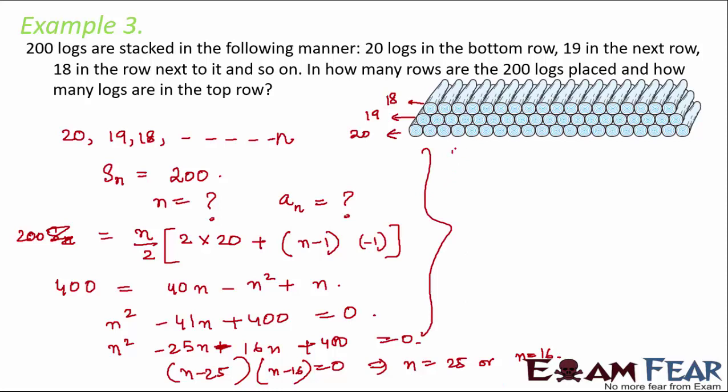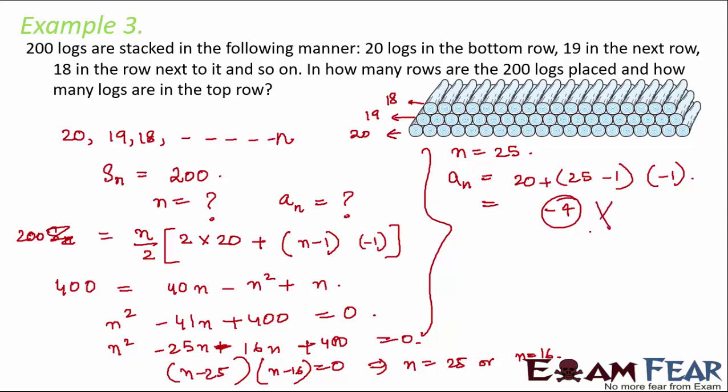If n is equal to 25, in that case, an will be equal to a plus n minus 1 into d, where d is minus 1. So when you calculate this value, you get an is equal to minus 4. That means the number of logs of wood on the topmost row will be minus 4. Is that possible? No, because the number of logs cannot be negative. So this is not possible. That means n is equal to 25 is also not possible.